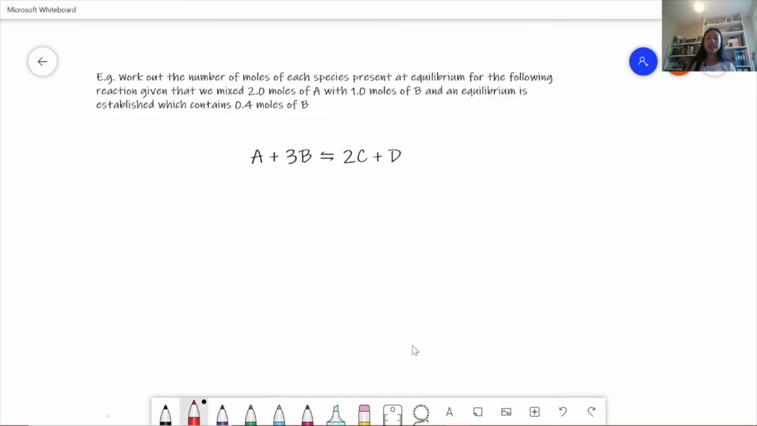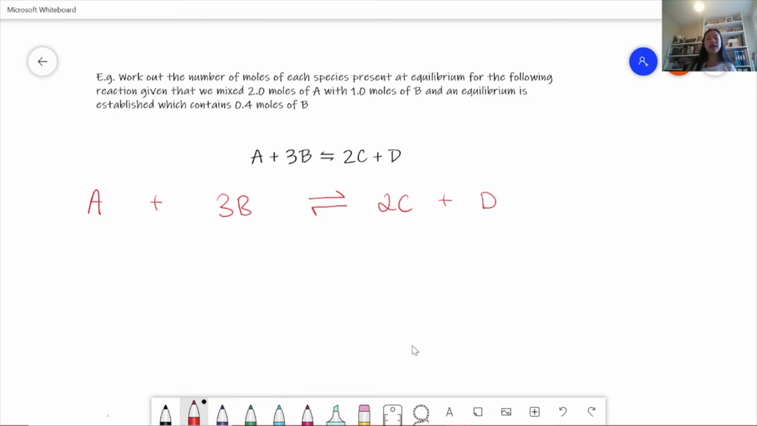So we're going to look at this example, telling us to work out the number of moles of each species present at equilibrium for the following reaction, given that we mix 2 moles of A with 1 mole of B, and an equilibrium is established which contains 0.4 moles of B. So the first thing I do is write down the equation. So we have A plus 3B forms 2C plus D.